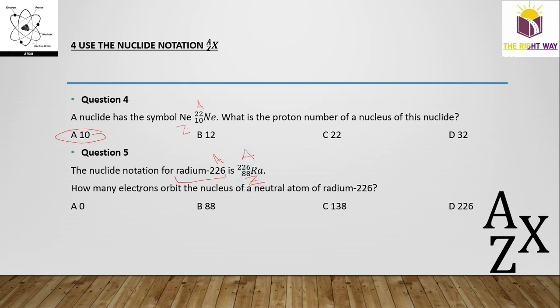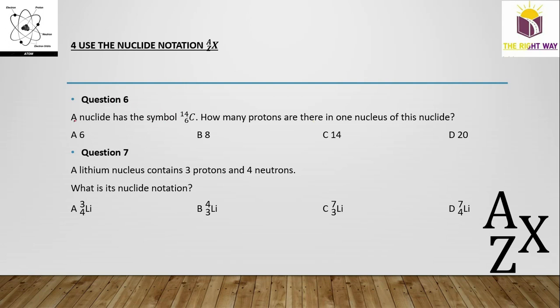So how many electrons orbit the nucleus of a neutral atom? Now we know that in a neutral atom, proton number is equal to electron number. So if it has 88 protons, then for the neutral atom, it must have 88 electrons.